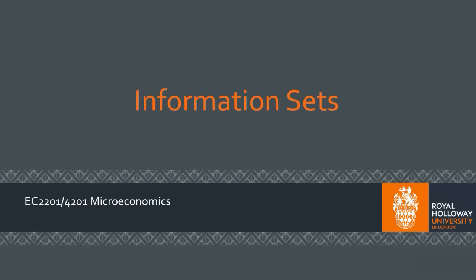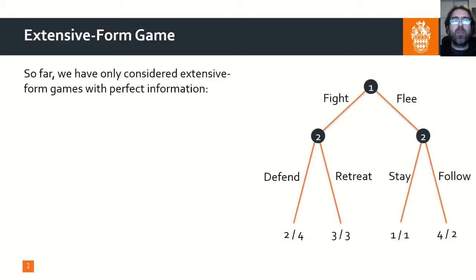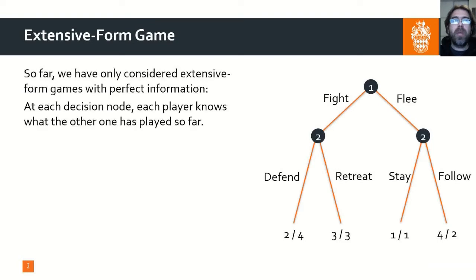We start the week off with a simple video on information sets. So far, we have only considered extensive form games with perfect information. At each decision node, each player knows what the other one has played so far if the game has come to this particular decision node.